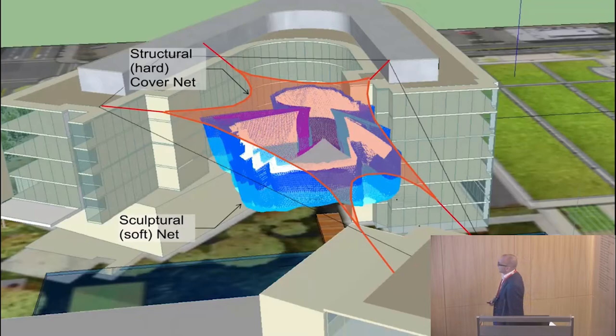We broke the structure, or the sculpture, down into two main components. We had what we call the hard net, or the structural net, which is the piece spanning between the buildings. And then we had the sculptural, the soft net, which was hanging beneath it and flowing and hanging over the public plaza. The geometry is quite complex. The materials are quite complex. The dominant loads on this are wind and snow and ice.